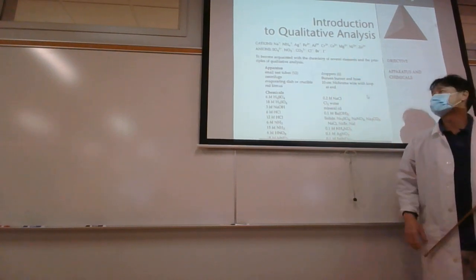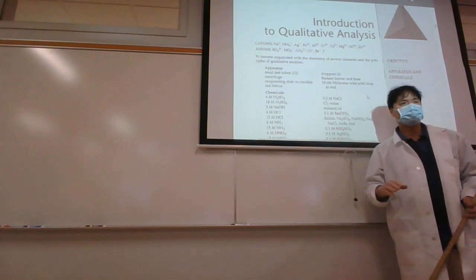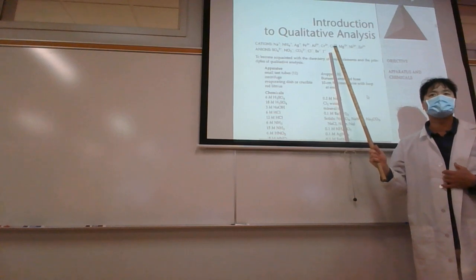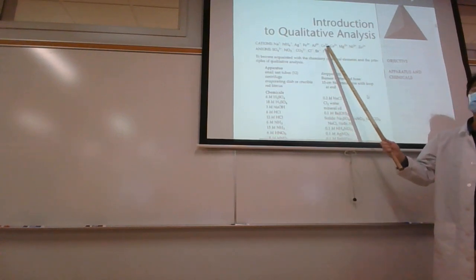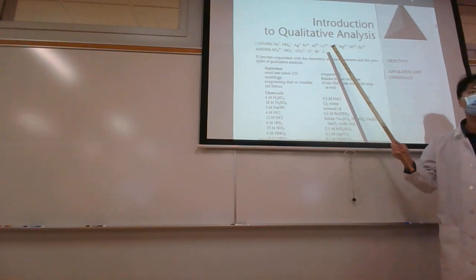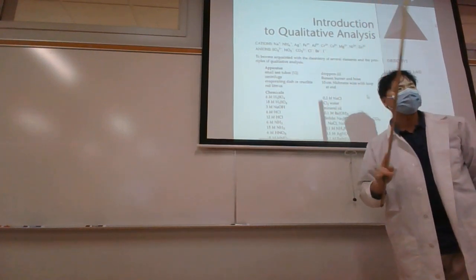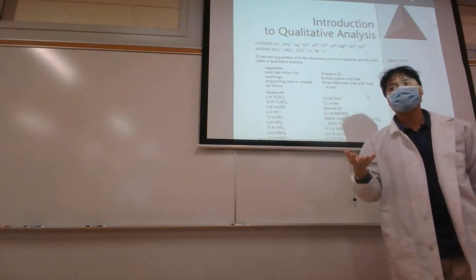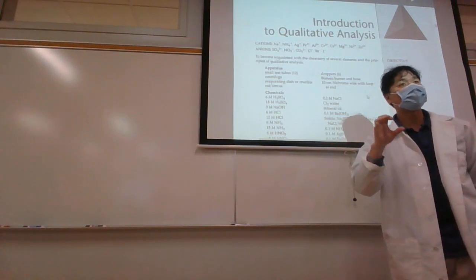The second solution that you're going to test is the unknown. The unknown is going to have a select number of these. And so sometimes color can help you identify, if your unknown is totally colorless, then you probably can eliminate some of these. But it's tricky because sometimes it's dilute, so the color doesn't really stand out. So you might have some, but it's just in low concentration.